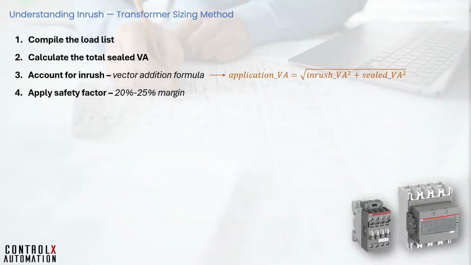It is always a good design practice to apply a minimum of 20 to 25% safety margin to account for future load additions, ambient temperature derating, and voltage regulation under load. After you have arrived at the theoretical transformer size, we select the next standard VA available from the manufacturer.